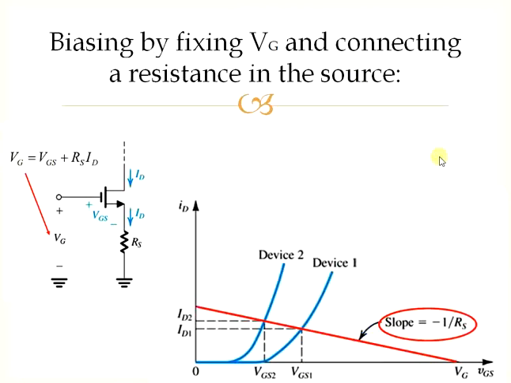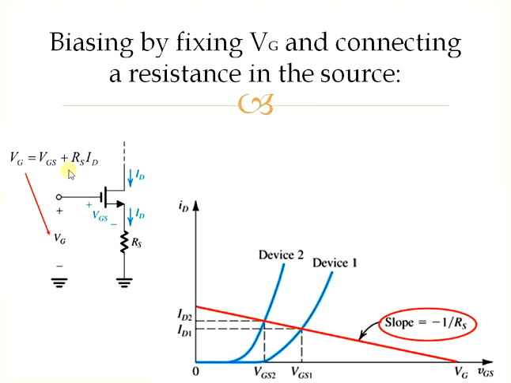Moving on, let us see what happens if we fix VG and connect a source resistance represented as RS. This biasing technique is considered an excellent technique for discrete MOSFET circuits. Here we fix the DC voltage at the gate, that is VG, and connect a resistance RS in the source terminal. The equation is given as VG is equal to VGS plus RS into ID. If you look at this circuit, we can see that VG is connected to the gate and VGS is the voltage measured between the gate and the source.